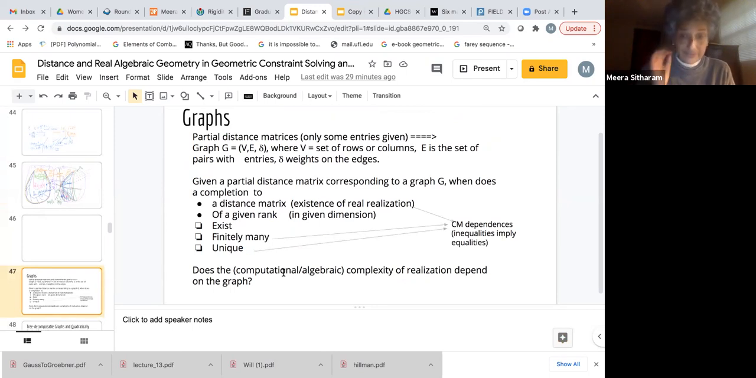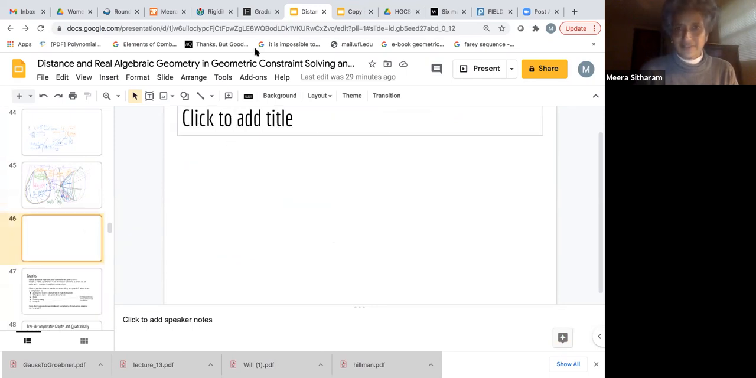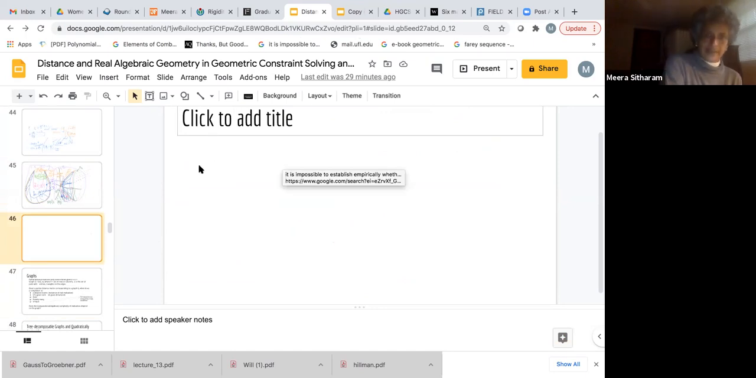Now let's go to the graphs. I'm going to use annotation for a second. Essentially we have a partial matrix, so you have some of the entries given. I'm going to mark the given entries like this. These are, of course, zeros. You can always assume that.